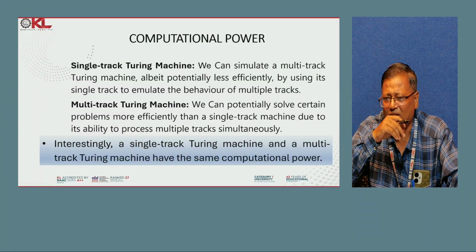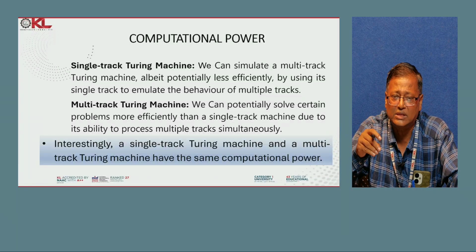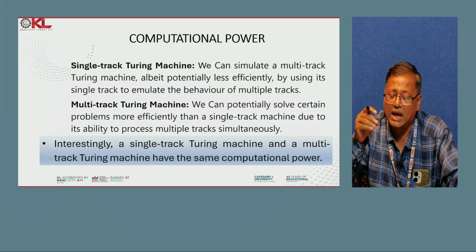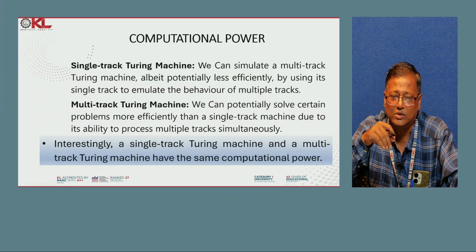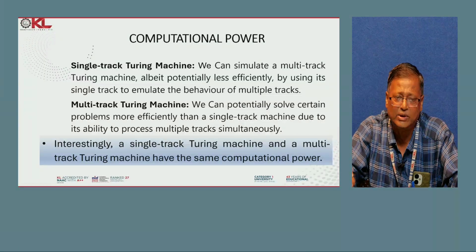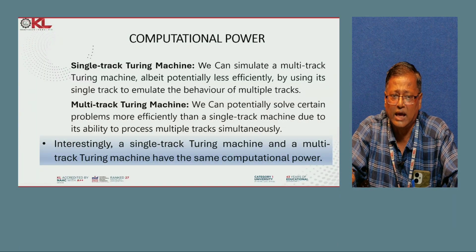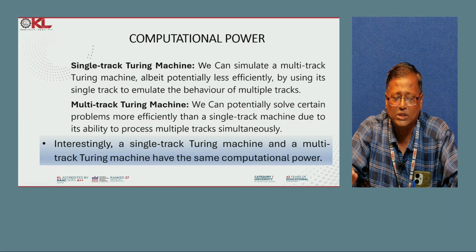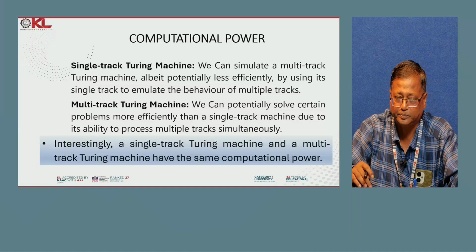Interestingly, the single track Turing machine has the same power as the multi-track Turing machine, because whatever language is accepted by the single track Turing machine, or basic Turing machine, is also accepted by the multi-track Turing machine. For that reason we say both have the same power.